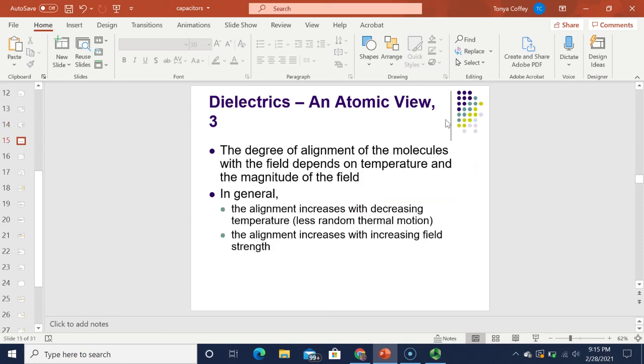So how much they align with the field actually depends upon the temperature a lot. You know, if it's hotter, they're going to wiggle more and it'll be tougher to align with the field. And it'll also depend upon how strong the field is, right? So in general, the alignment is going to increase with decreasing temperature, right? The colder it is, the less random thermal motion you have, the better the alignment. And also the alignment is going to increase with increasing electric field strength.